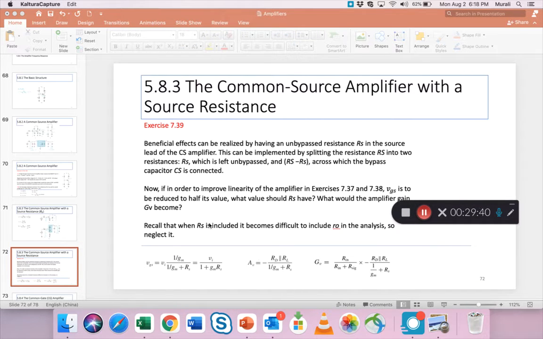Okay. So to solve this, we use this formula. VGS with a source resistor is this formula, and given this system configuration, we need to find GV. To find GV, you can either use AV and plug it in here, or you can directly use this formula to find overall gain. Okay. So let's see how that's done.